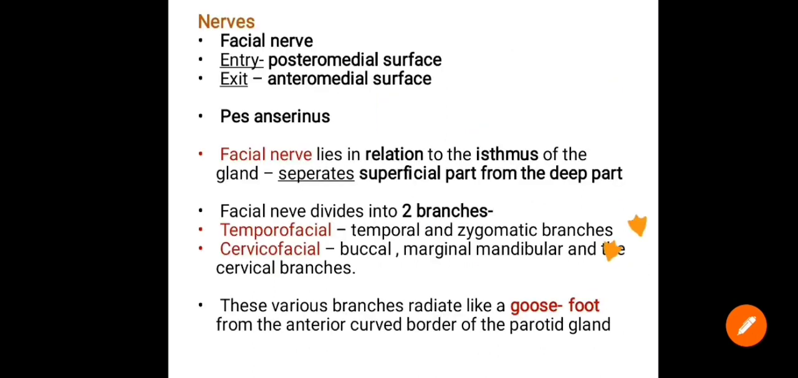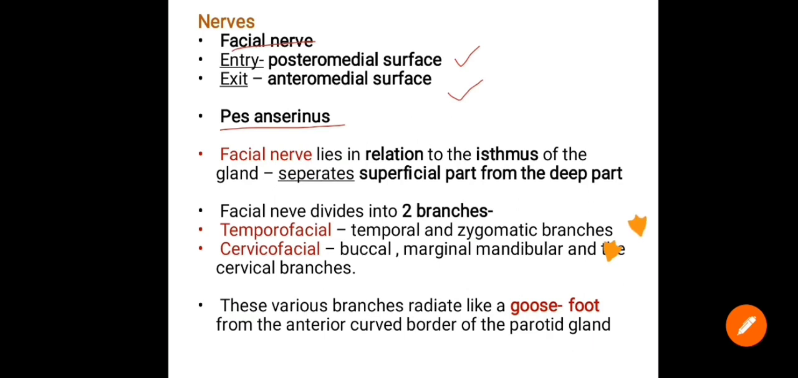Now moving on to the nerve. The nerve that is present within the gland is the facial nerve, okay? The facial nerve, its entry is through the posteromedial surface and exit is through the anteromedial surface, same like your external carotid artery. Now there's something called pes anserinus.